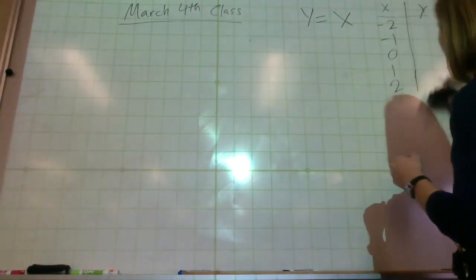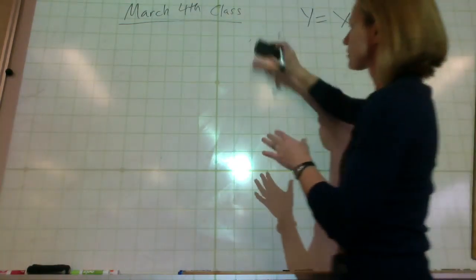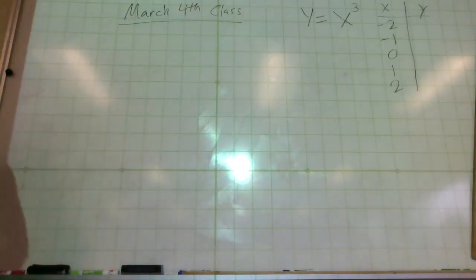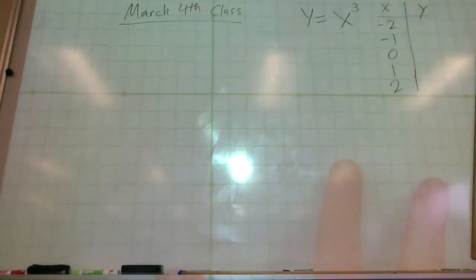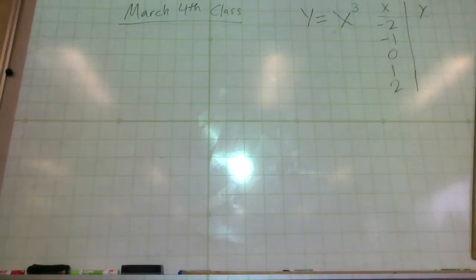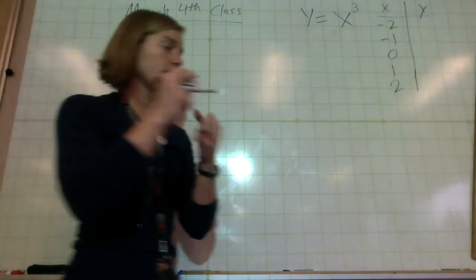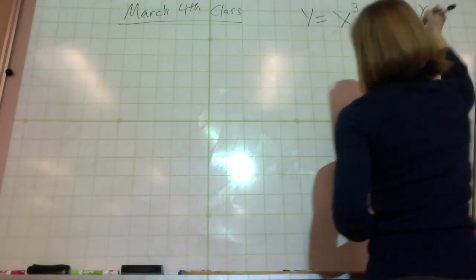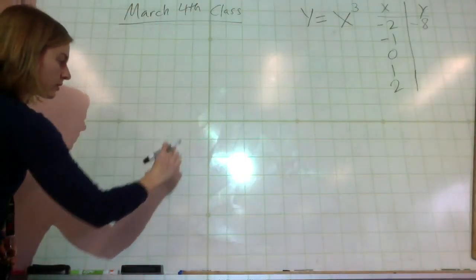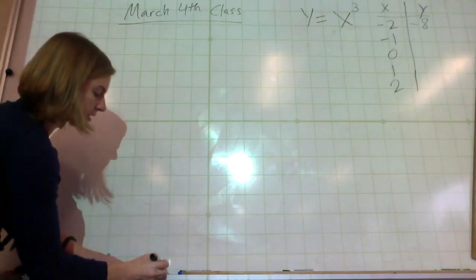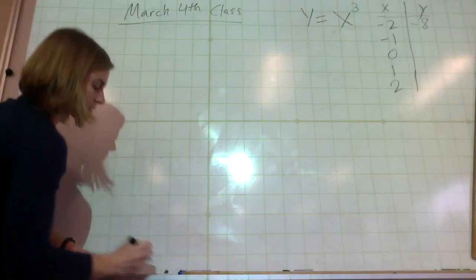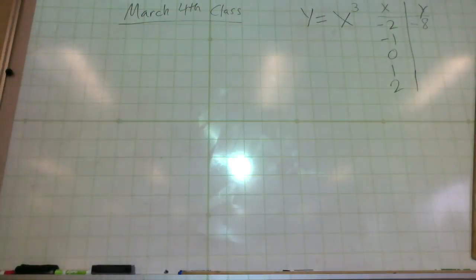Okay. What if I had x cubed? So if I put in negative 2 times itself 3 times, negative 8. So we have a point at negative 2, negative 8. Oh my goodness, mine's like right at the bottom here. Might need to change it so that every square is 2 or something like that.